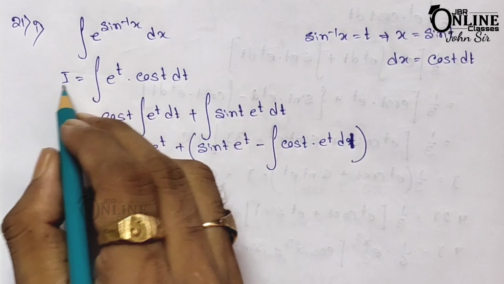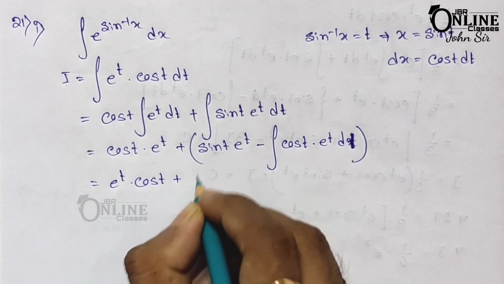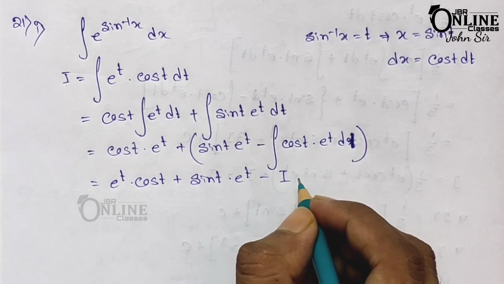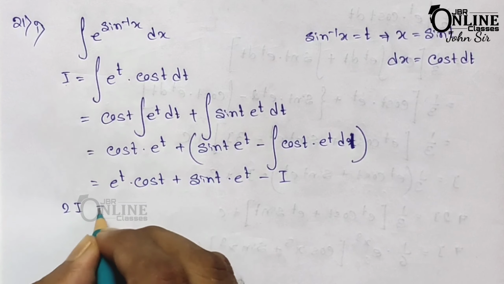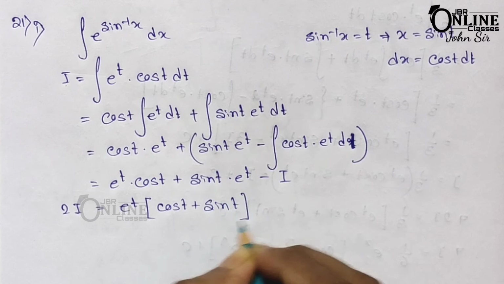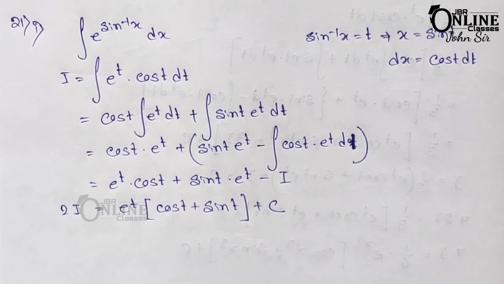So as this one equal to I, you can write down here e to the power t cos t plus sin t e to the power t minus I. So that one equal to 2I. So 2I equal to, if e to the power t common, cos t plus sin t. Now you have to just put down the value of t here.